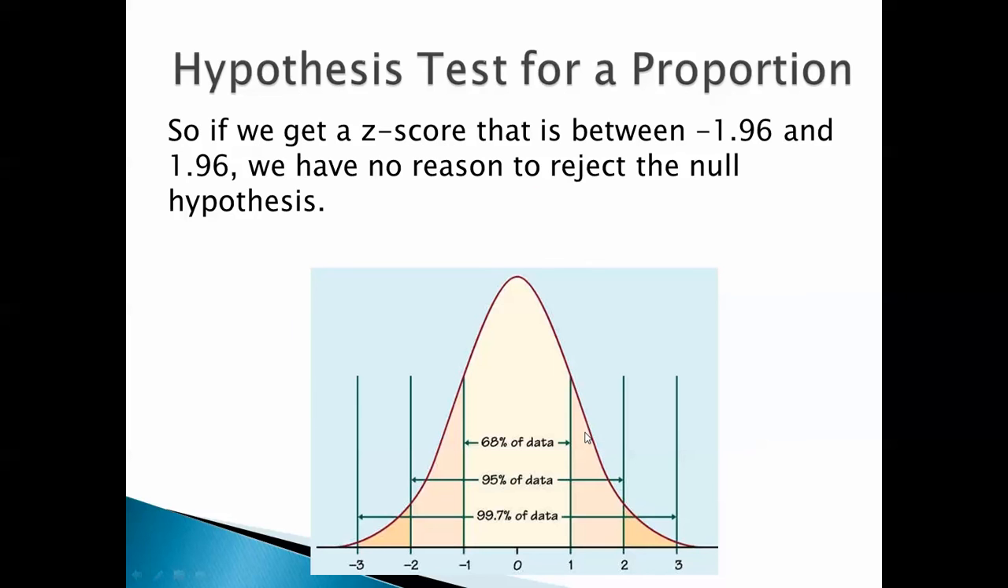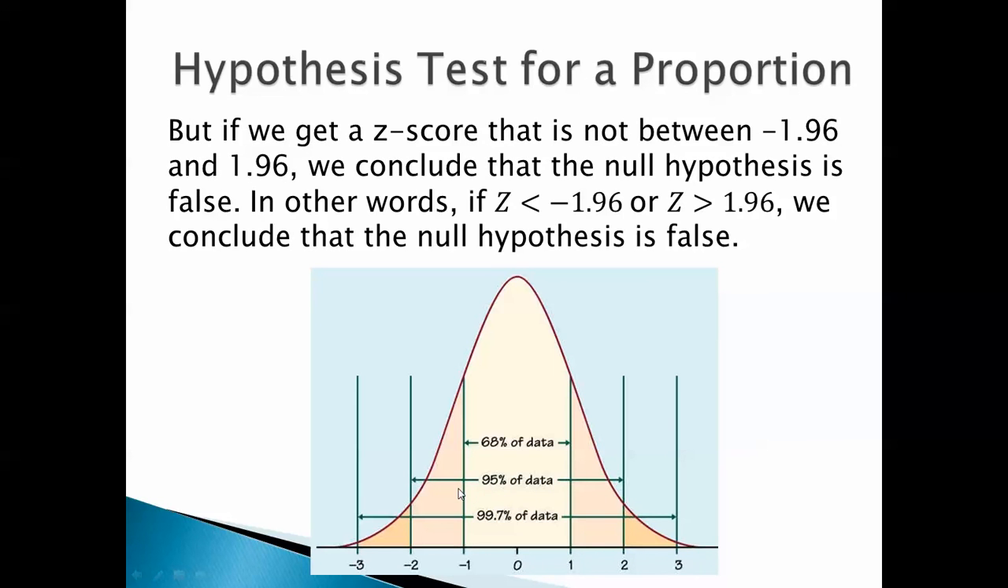So if we get a z-score that's between negative 1.96 and 1.96, in other words, somewhere in this range, we have no reason to reject the null hypothesis, because 95% of the time, assuming the null hypothesis is true, we're going to get something in that range.